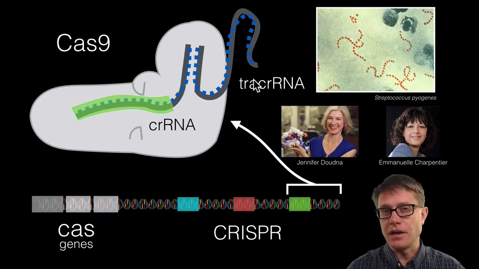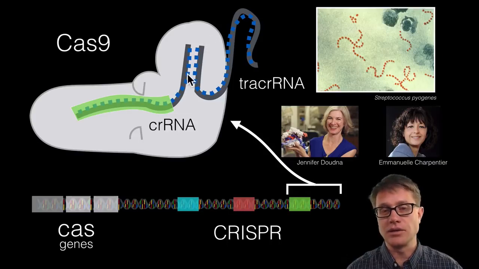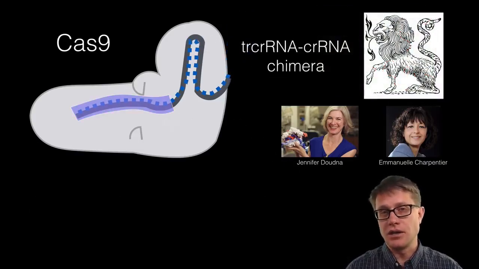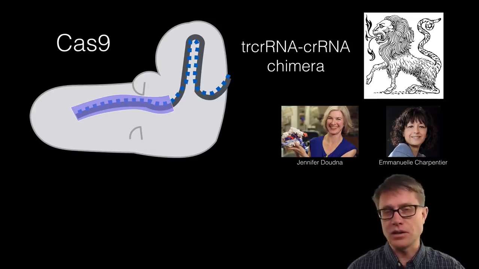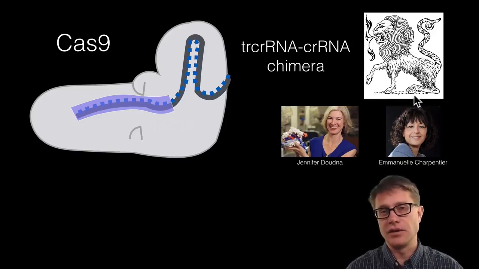But what the lab thought is, wouldn't it be cool if we could modify this whole system? Use the one Cas9 protein, but let's put our own sequence of DNA right here. And then if we could somehow connect these two together, we'd have a really simple system, and that's what they did. They created the tracer RNA, CRISPR RNA chimera. And so what's a chimera? It's this ancient mythological beast that's a combination of all these different species. And so what they've done is created a new type of RNA, and they've got a system that's really simple.